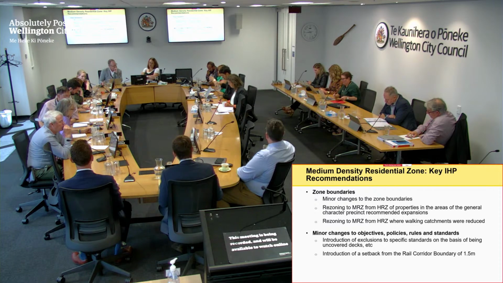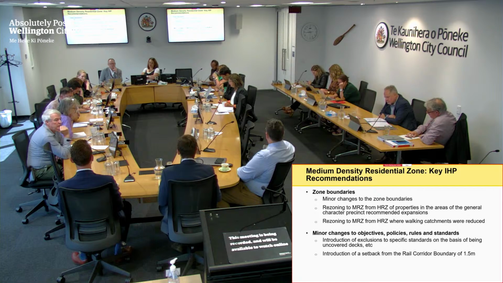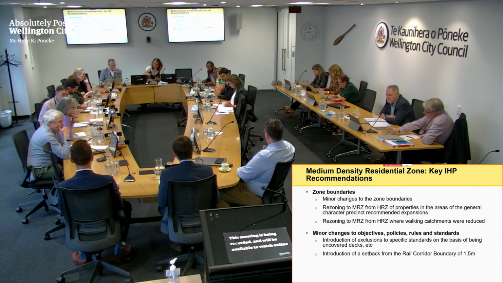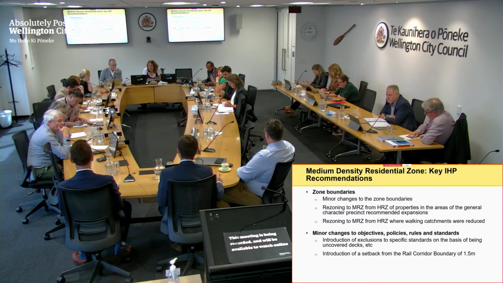There have been some inclusions to exclude uncovered decks and eaves up to a certain threshold from those height in relation to boundary rules and setback rules. This came through submissions and is also an approach that is used in the Operative District Plan. The effect of this is to make those standards more lenient. There have been specific provisions introduced to require setbacks from the rail corridor as well. This is one of the new standards which has been commonly applied across a range of the residential and centre zones.